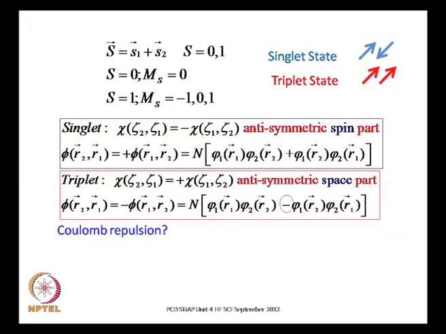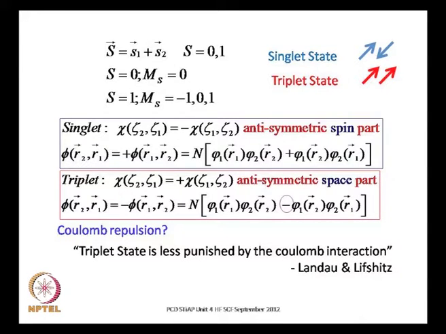And what happens to the Coulomb repulsion energy? It goes as 1 over distance, right. So, now you have a larger distance in the triplet state compared to the singlet state, but this is repulsion, right. So, the triplet will have lower energy compared to the singlet. This is very nicely stated in Landau and Lifshitz's book, in which they say that the triplet state is less punished by the Coulomb interaction. It is a nice way of saying it. Okay.